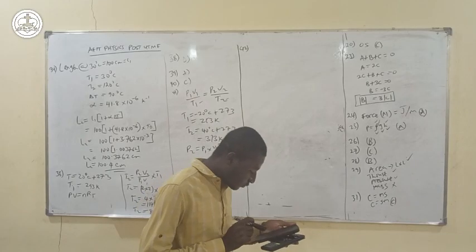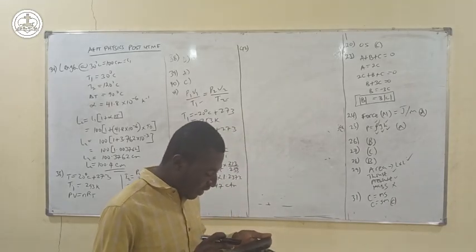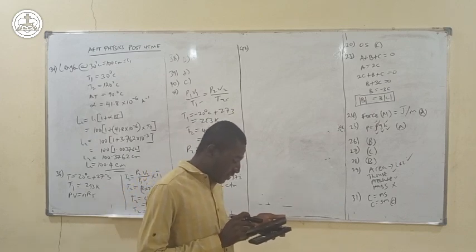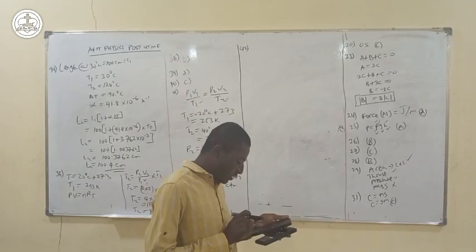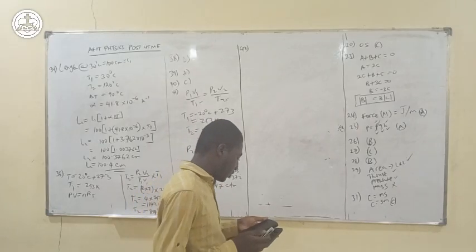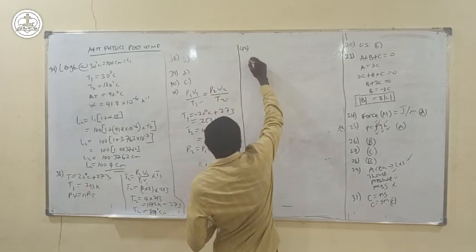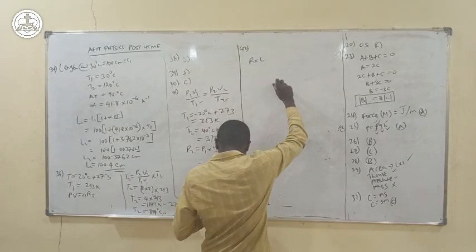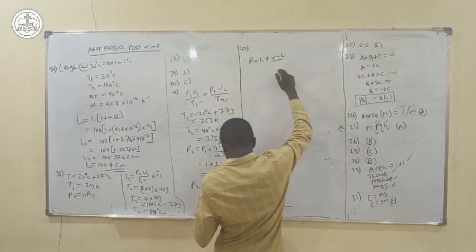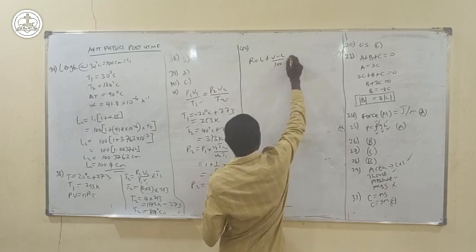C. So question 44. The ice and steam points of a local liquid in glass thermometer are 10A and 90A respectively. What will the thermometer read when the temperature is 30 degree? Is 30 degree and steam point. Okay, so R is equal to L plus U minus L over 100 times Tc.